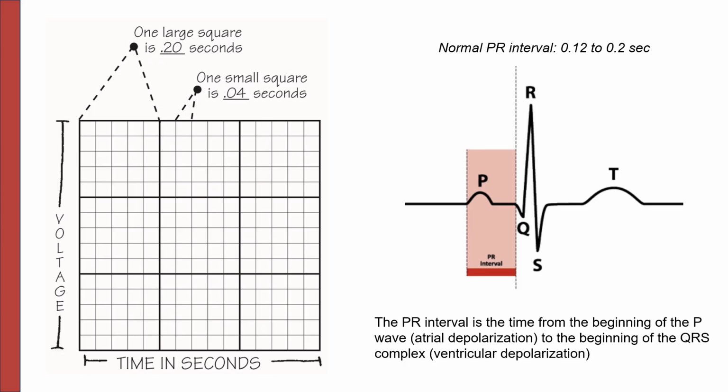So now let's look at our ECG paper. Here's our ECG paper, and you see that this one small box that I circled here is 0.04 seconds. A large box, the bolded box, is 0.2 seconds. So when we're looking at a rhythm, we're going to look at the PR interval and see whether it is bigger than this bolded box, because that would make it prolonged, right? Prolonged PR interval, or if it's within normal range. That is something you're going to need to identify in order to find out which type of block you're actually looking at.